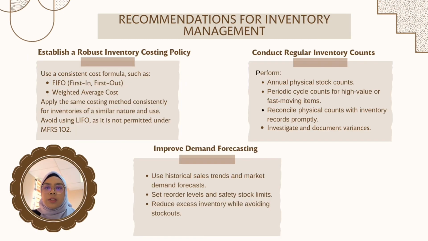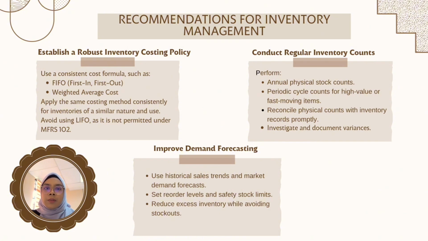On this slide, I will share my recommendations for inventory management. The first one is to establish a robust inventory costing policy, which is to use a consistent cost formula such as FIFO, which is first in, first out, or weighted average cost, by applying the same costing method consistently for inventories of a similar nature and use, and avoid using LIFO as it is not permitted under MFRS 102.